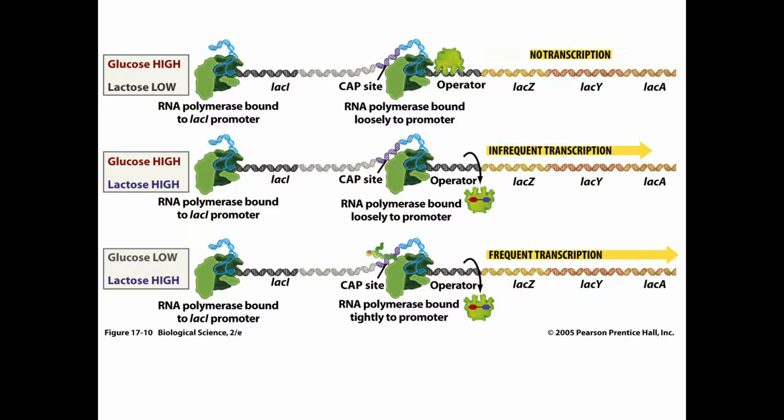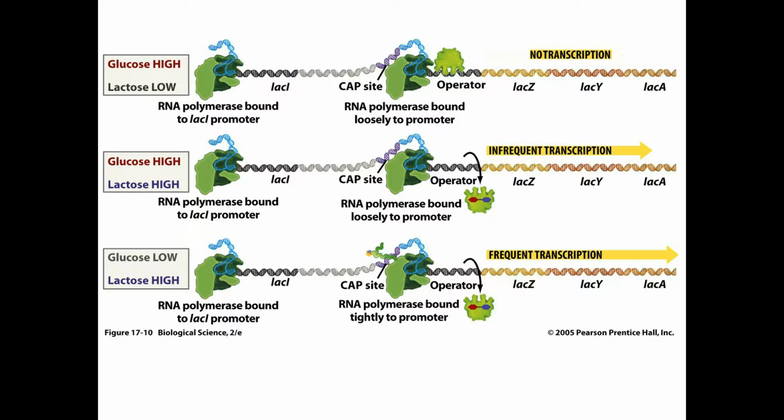So here, if the cell has a lot of glucose in the media and very little lactose, this lac operon is turned off. The cell's using glucose. It's going to preferentially use glucose.